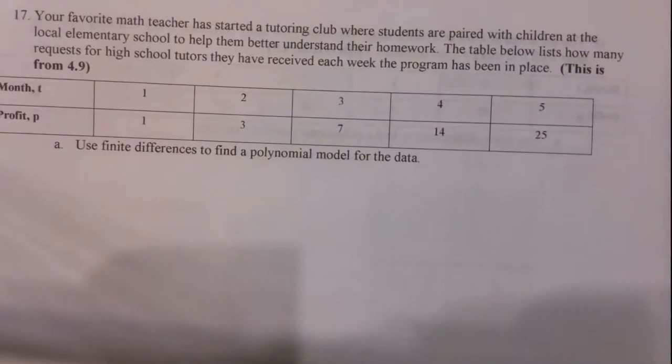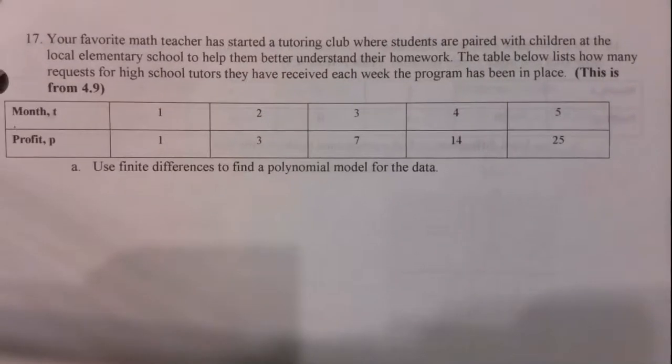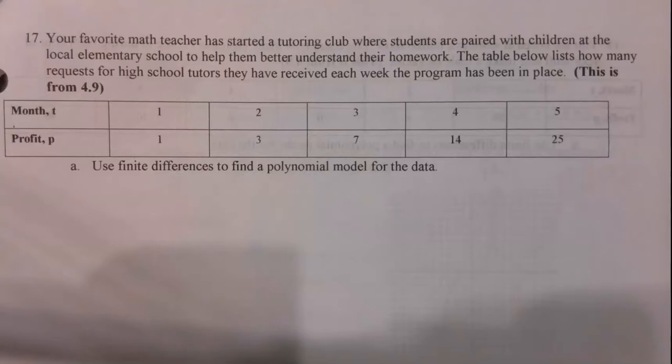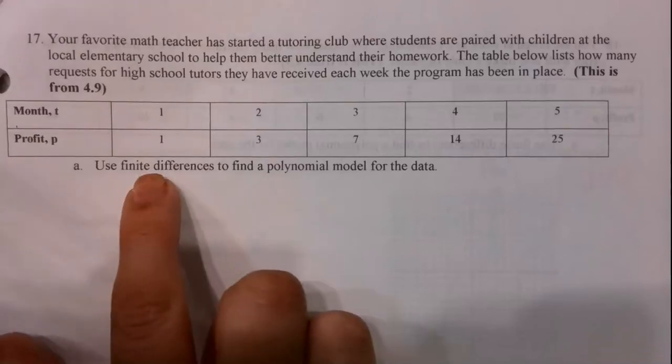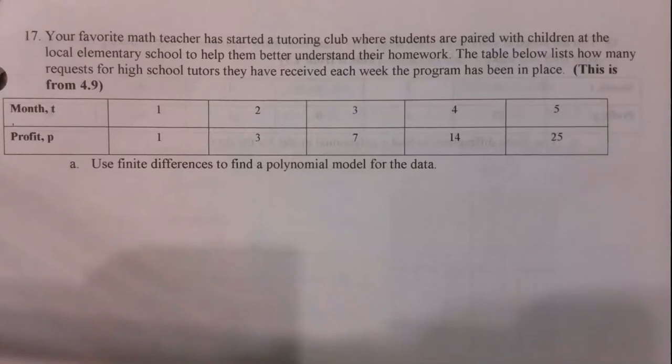Okay. Number 17 tells me that my favorite math teacher has started a tutoring club where students are paired with children at the local elementary school to help them better understand their homework. The table lists how many requests for high school tutors that the teacher has received each week the program has been in place. And it wants us for A, so use finite differences to find a polynomial model for the data.